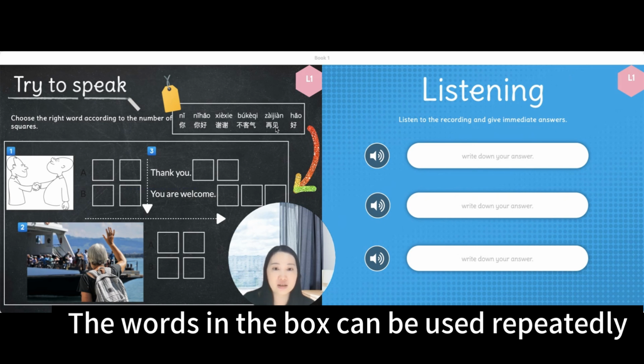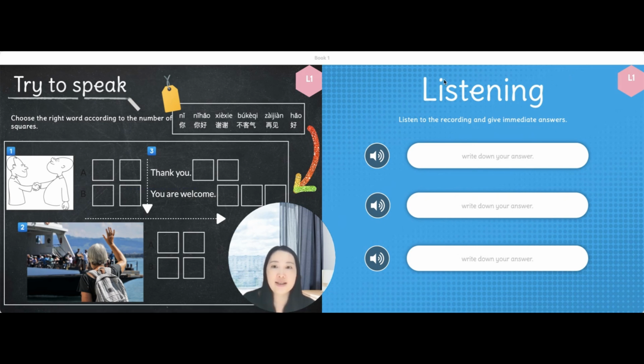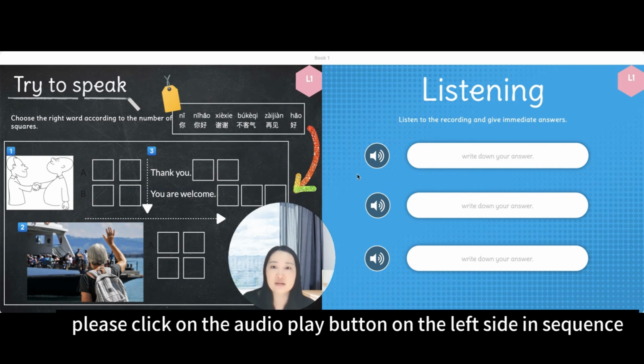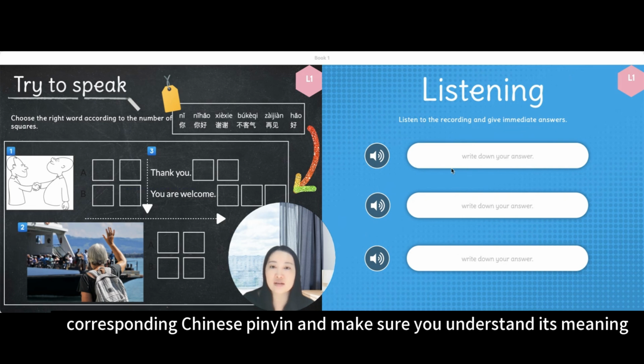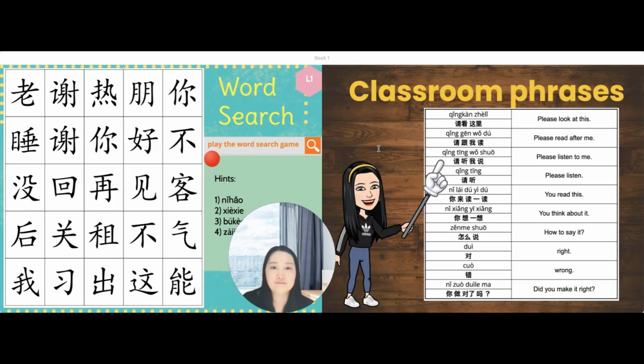used repeatedly. For the listening section, please click the audio play button on the left side in sequence. After listening to each audio, please try to write down the corresponding Chinese pinyin and make sure you understand its meaning. And the last one is the word search section.